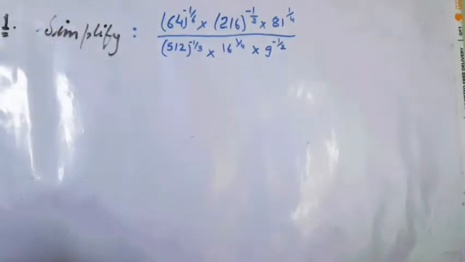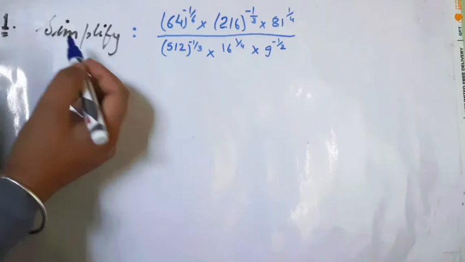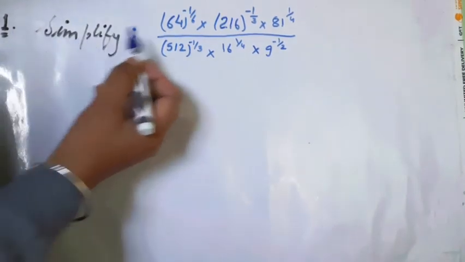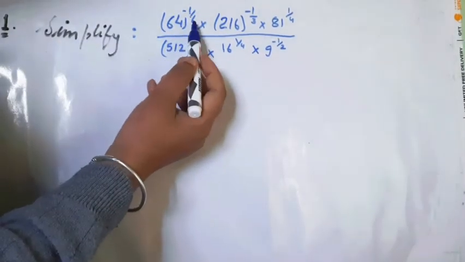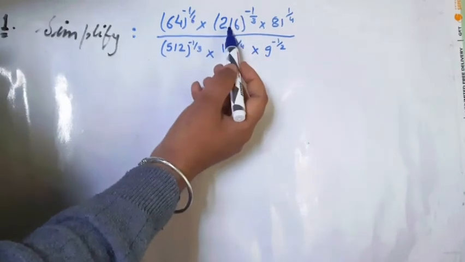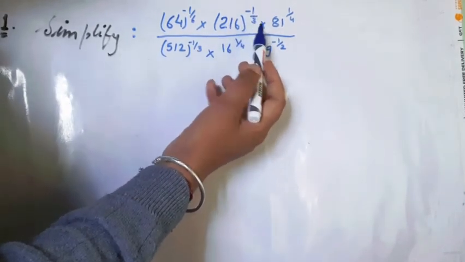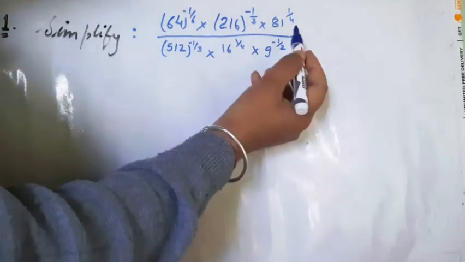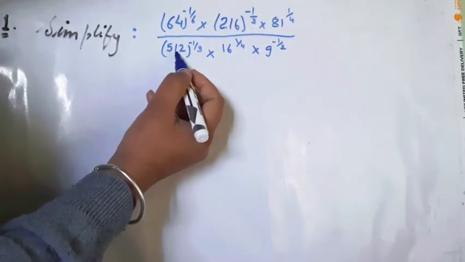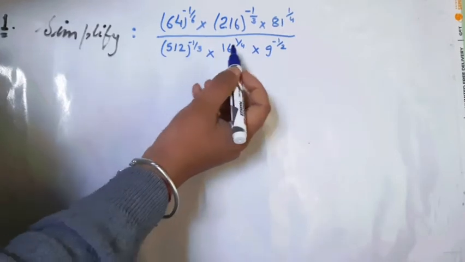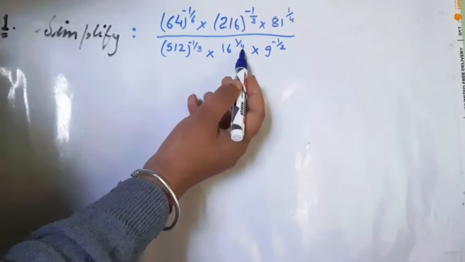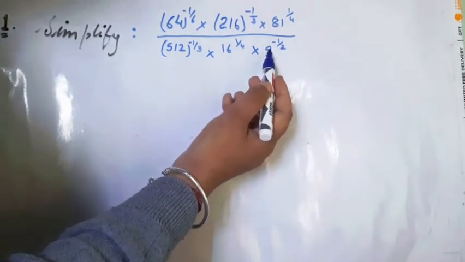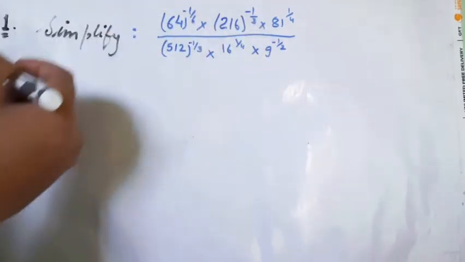Namaste everyone. Today let us discuss a few questions from exponents and powers. So my first question is, simplify 64 raised to power minus 1 upon 6, 216 raised to power minus 1 upon 3 and 81 raised to power 1 upon 4 whole divided by 512 raised to power minus 1 upon 3, 16 raised to power 1 upon 4 multiply by 9 raised to power minus 1 upon 2.